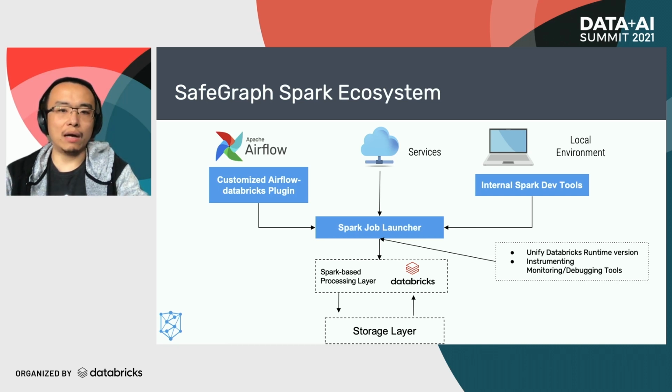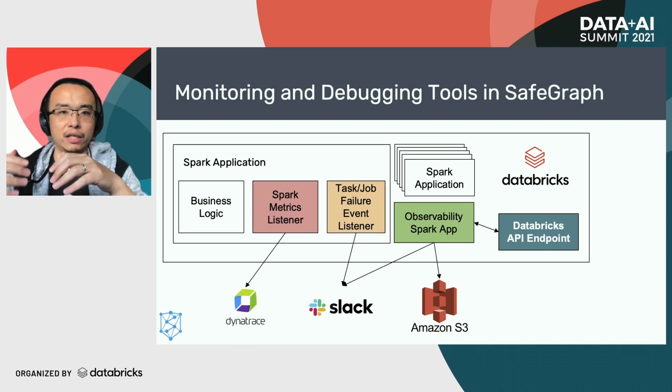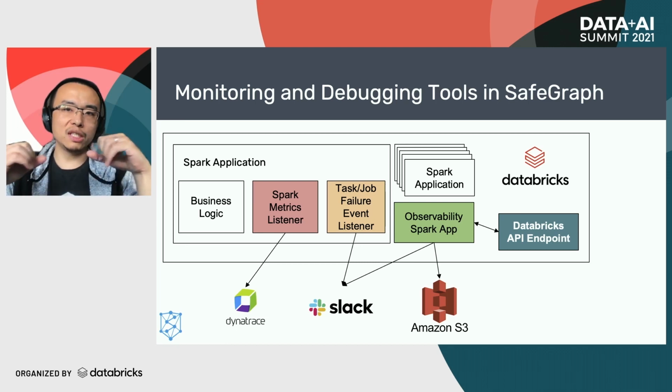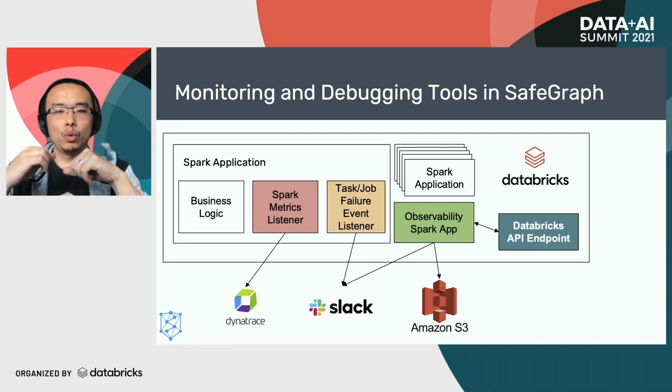And because we have a unified Spark job interface, we can improve our observability. Let's look at how our monitoring and debugging tools work here. Within SafeGraph, for each Spark application, we not only have the business logic, which is defined by our user code, we also instrument a metrics listener and a task and job failure event listener. In the metrics listener, we dump Spark metrics to Dynatrace, and in the job and task failure event listener, we capture certain types of events and send a notification to Slack for our engineers.